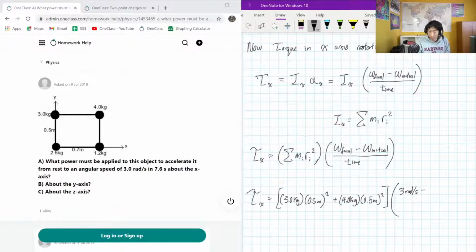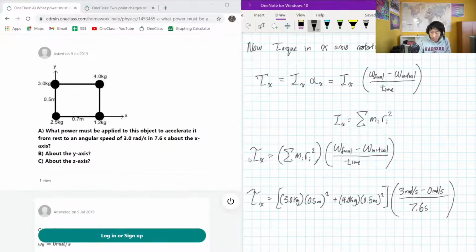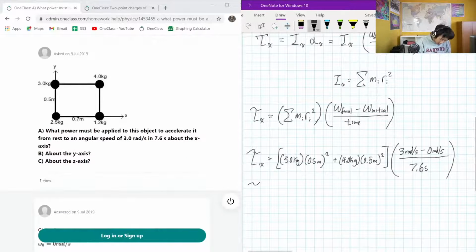And then our final angular velocity is 3 radians per second minus our initial, which was 0 because we started at rest. And it's all divided by the time that it took us to change that angular velocity, which in this case is 7.6 seconds. Okay, so our torque about the x-axis is going to be the result of this calculation.